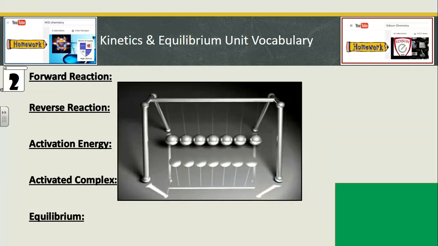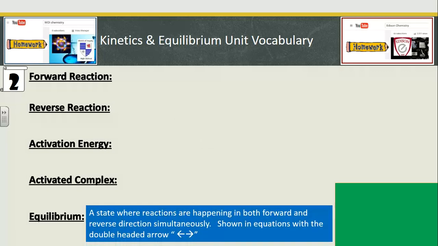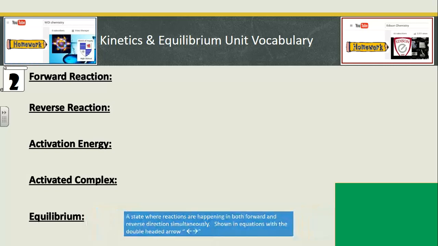Okay. Equilibrium. Equilibrium is the term that we use to describe dynamic changes without much overall change. It's a state where reactions are happening in both forward and reverse direction at the same time. So we have a forward reaction going from left to right, and we have a reverse reaction going from right to left. And this is shown in equations with a double-headed arrow. That is one of the main features of this unit, that reactions can go in both directions at the same time. It's called dynamic equilibrium.